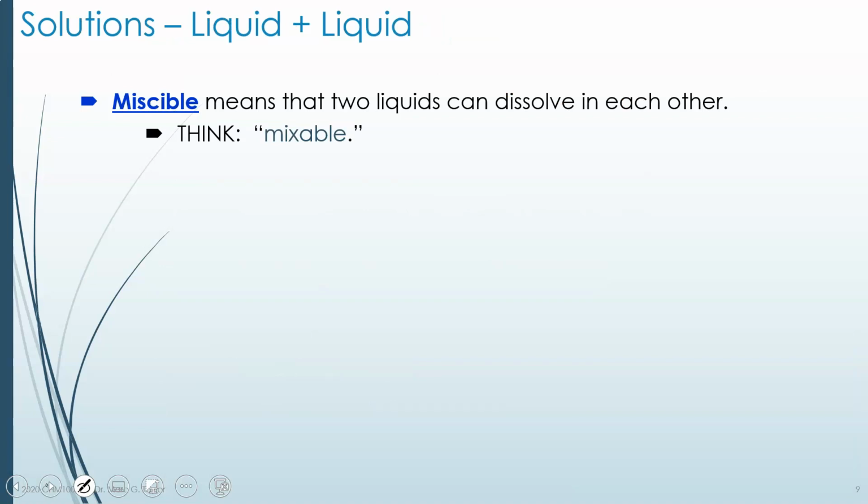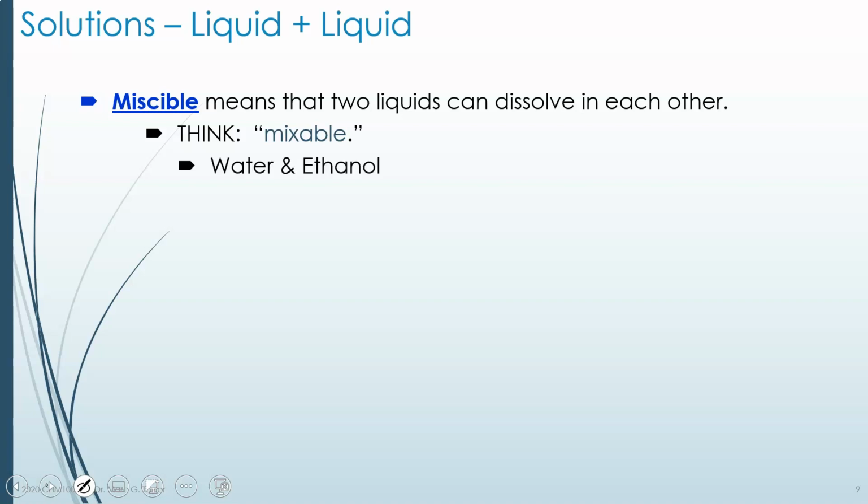And another concept I want to talk about is how well two liquids mix together. If they mix together extremely well, in other words, they don't form layers, that's called miscible. So the technical word is miscible, and it's quite related to the word mixable. In fact, they have the same word origin. So when you hear miscible, just think mixable.